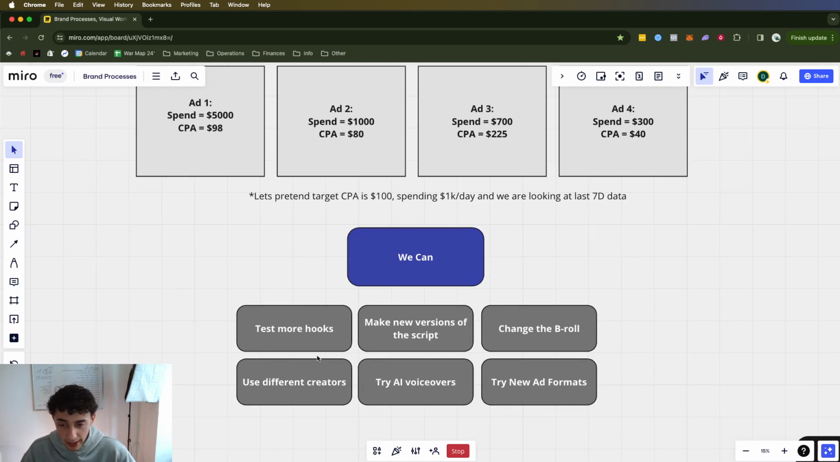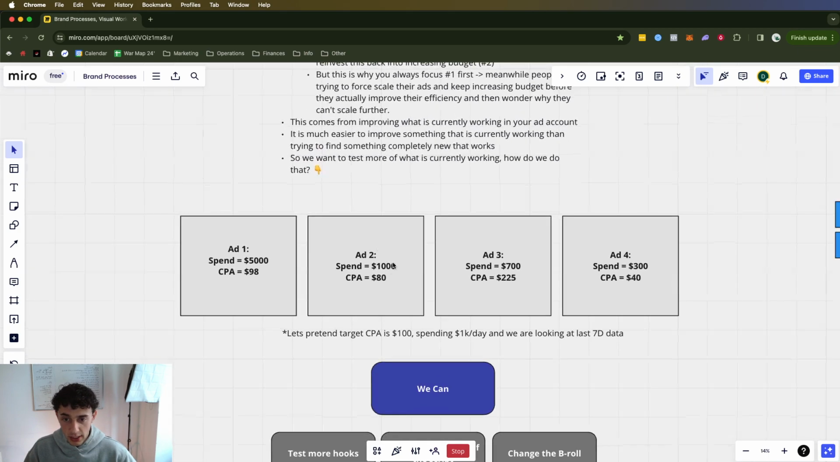And then you could combine a new hook with the AI voiceover. You can combine a new hook with a different creator. You can use a different creator and change the B-roll. You could try a new ad format with a different creator. You could try a new ad format with a new version of the script. You could try AI voice with the B-roll. Point is, these are just 6 examples of different ways you could improve your efficiency of testing new ads, right?